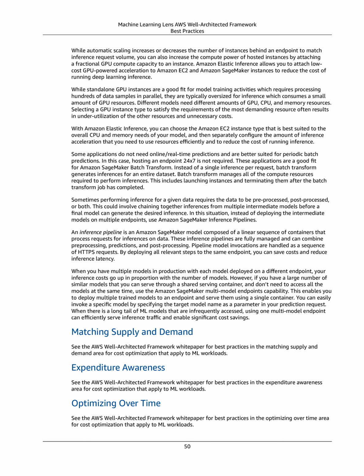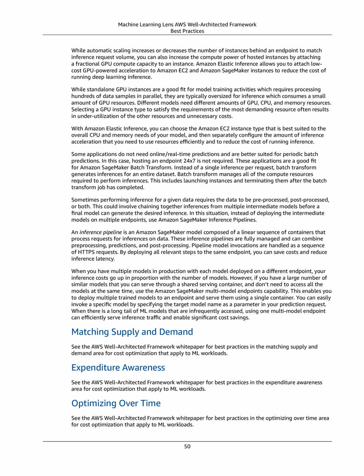Sometimes performing inference for a given data requires the data to be preprocessed, post-processed, or both. This could involve chaining together inferences from multiple intermediate models before a final model can generate the desired inference. In this situation, instead of deploying the intermediate models on multiple endpoints, use Amazon SageMaker Inference Pipelines. An inference pipeline is an Amazon SageMaker model composed of a linear sequence of containers that process requests for inferences on data. These inference pipelines are fully managed and can combine preprocessing, predictions, and post-processing. Pipeline model invocations are handled as a sequence of HTTPS requests. By deploying all relevant steps to the same endpoint, you can save costs and reduce inference latency.